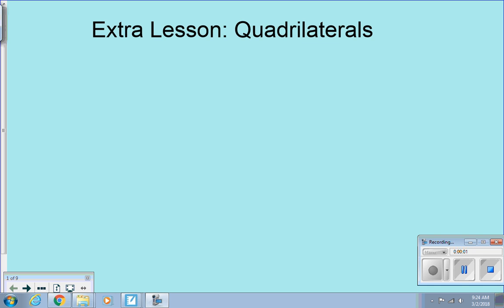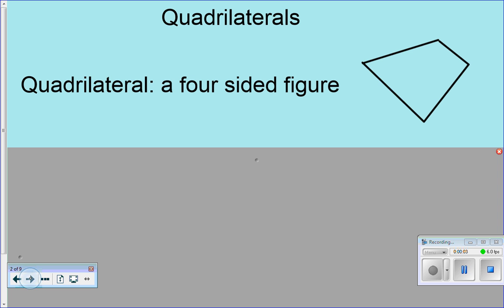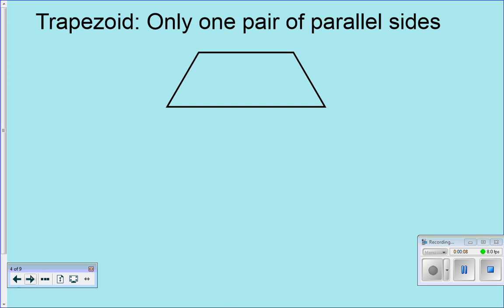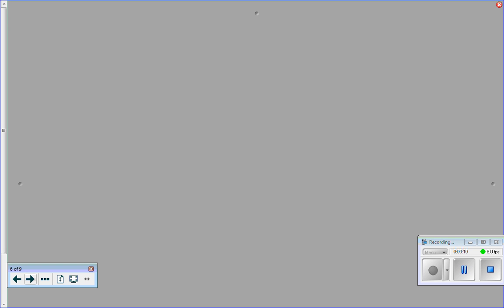Okay, so extra lesson, quadrilaterals. We've done this already, and this is what we did up there, and you got it on your sheet already. So the next part I'm going to go to is this. This is my family tree.